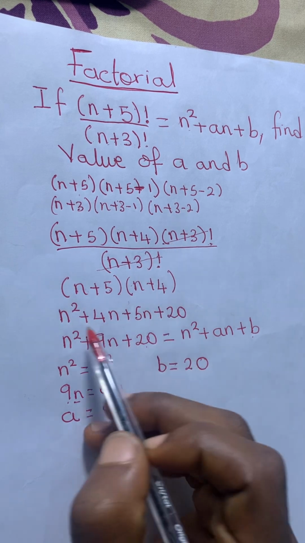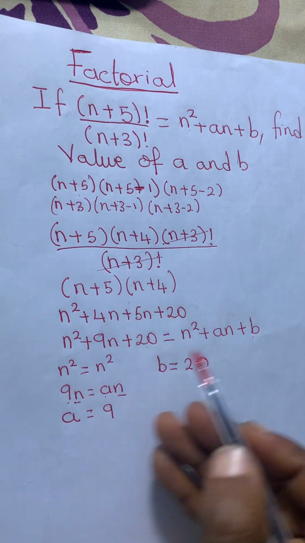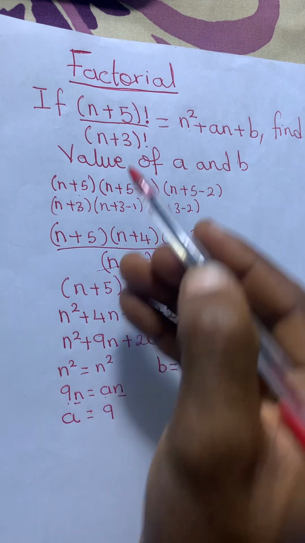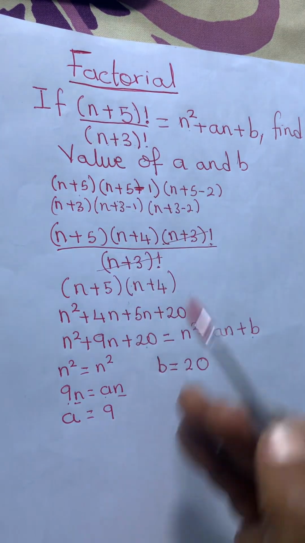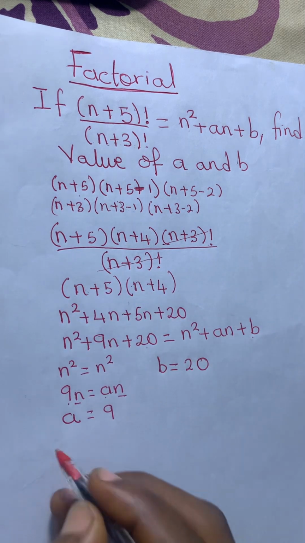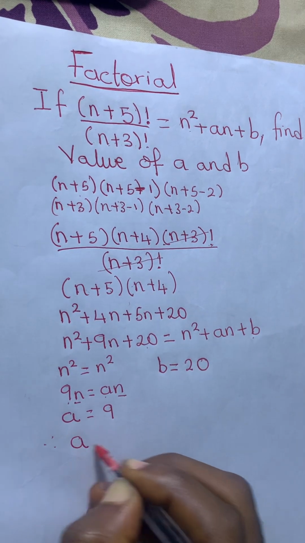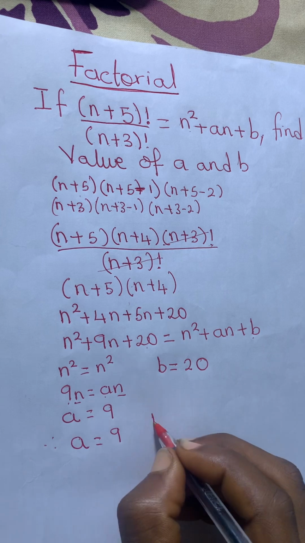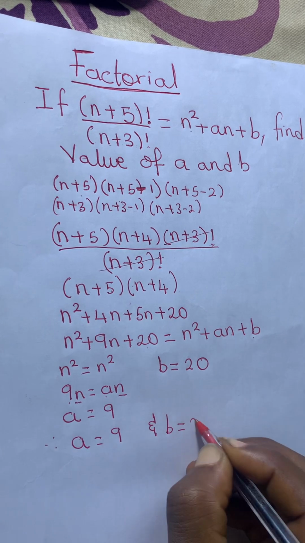Then basic mathematics, we expand this. Then finally, we equate what we had for the left-hand side to what we have for the right-hand side. Then we compare. So therefore, we'll say that our a is equal to 9 and our b is equal to 20.